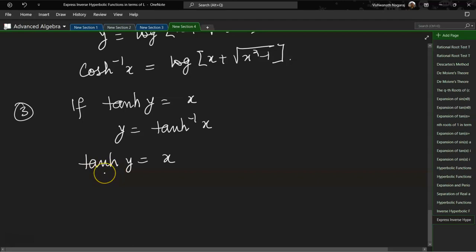the exponential form. So e to the power of y minus e to the power of minus y, this is for sine, by 2. In the denominator, cos, hyperbolic cos, so e to the power of y plus e to the power of minus y by 2. The 2 will get cancelled, and it is equal to x.